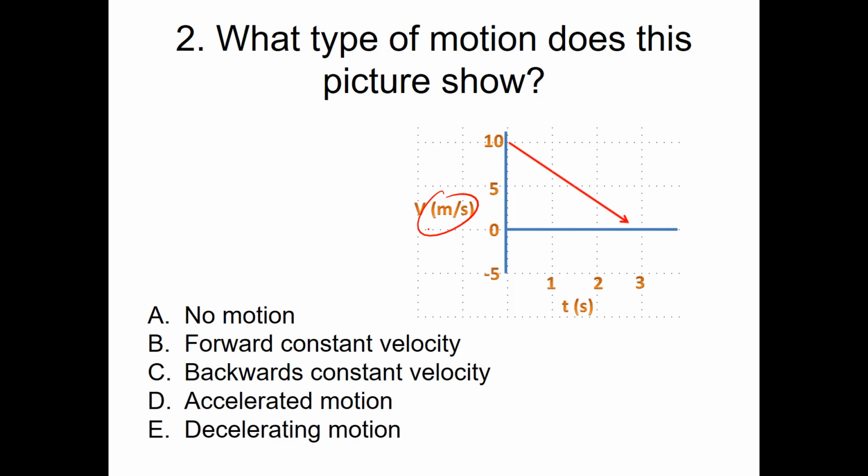This next question, now we're talking about velocity. We went from 10 meters per second to, let's say, 2 meters per second. We were slowing down the whole time, but at a constant rate. So we're going to call that deceleration or decelerated motion.